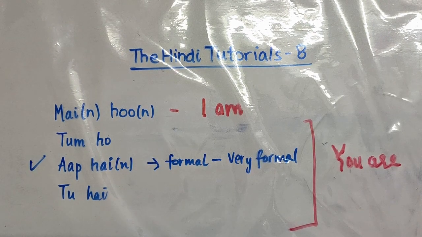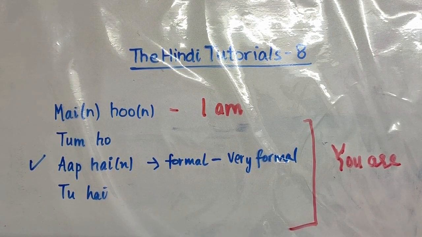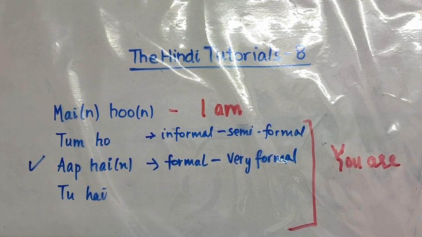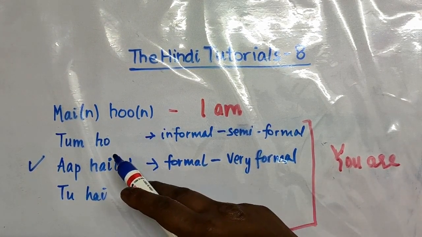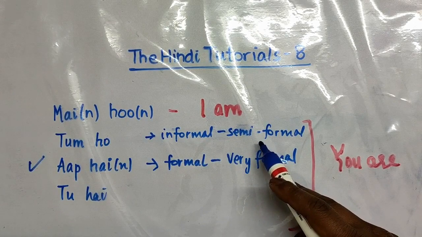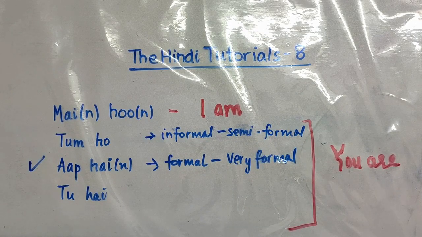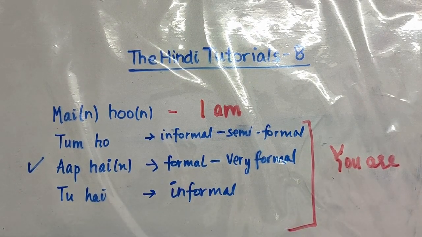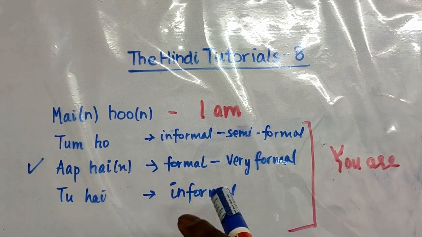आप हैं is formal to very formal. तुम हो is informal to semi-formal. And तू है is completely informal. It is used only with close friends.